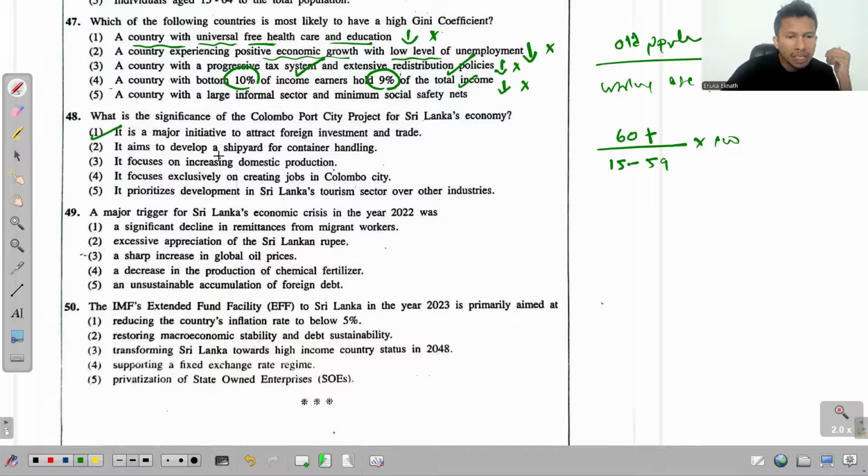It aims to develop a shipyard for container handling. Then they could have built a slightly bigger port. To build a port city, not just a port. So this is not the answer then.